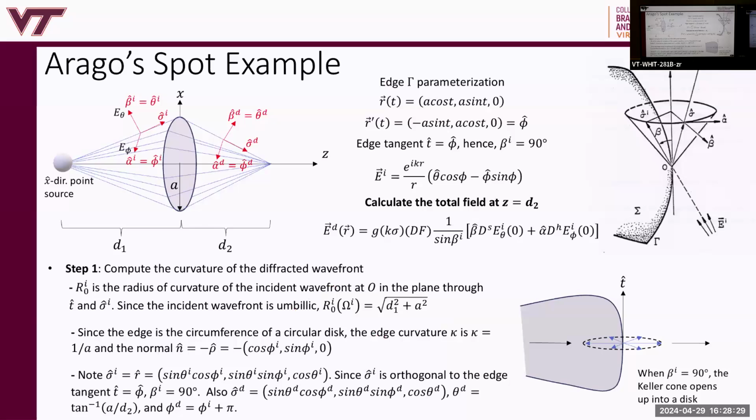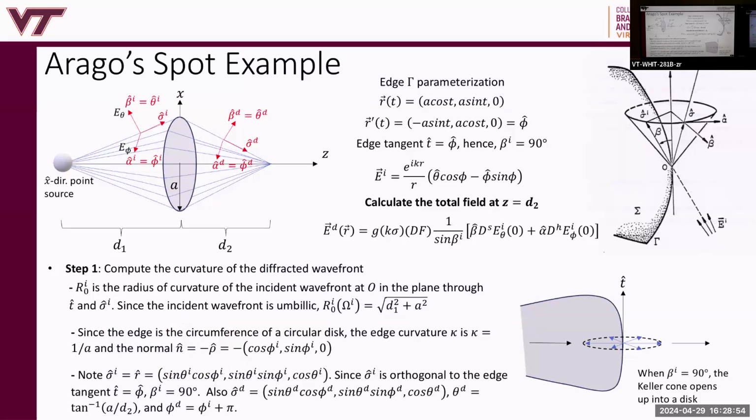Since the edge is the circumference of a circular disk, the edge curvature kappa, we can easily calculate that. That's 1 over a, 1 over the radius of the disk. And the normal to this curve is always pointed toward the center, to the origin, and it lies in the xy plane, so it's minus rho hat.